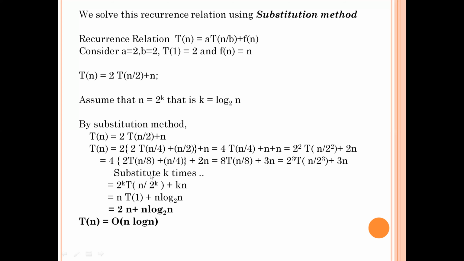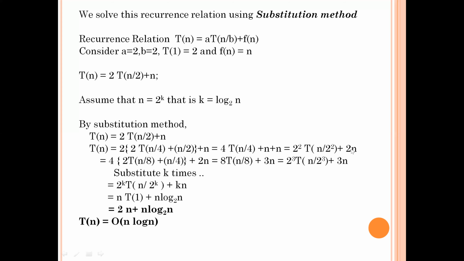So like this, if you substitute k times, then what will be the expression? Generalizing, that is 2 power k T of n by 2 power k plus kn. So 2 power k will become n, as we have assumed here. Suppose you divide the list in half, half, half, and so on. Suppose n is 8: first it will become 4, then if you substitute n by 2 again it will become 2, and again n by 2 it will become 1. So that's why you got T of 1 plus.